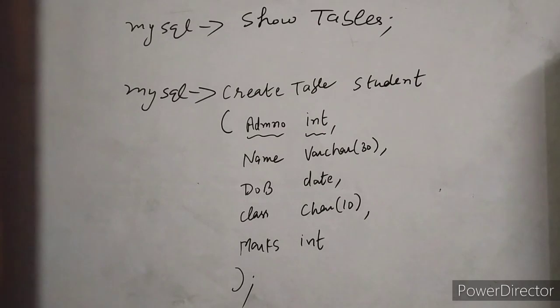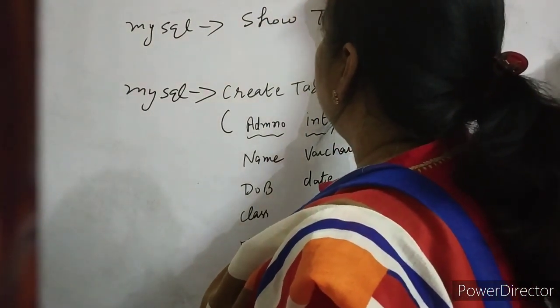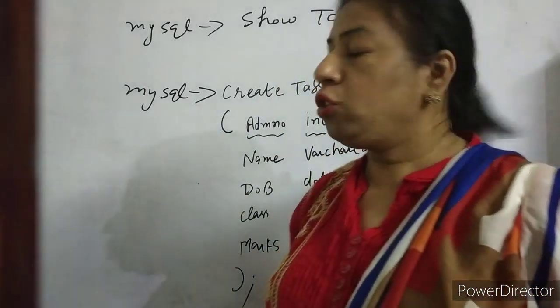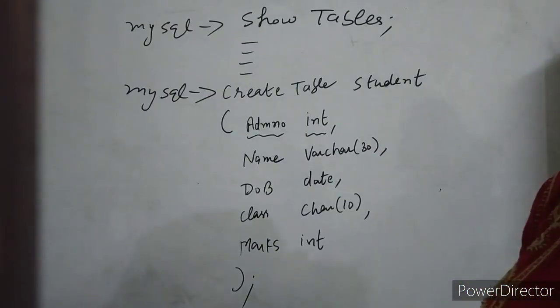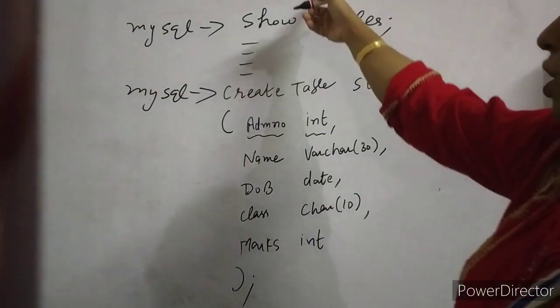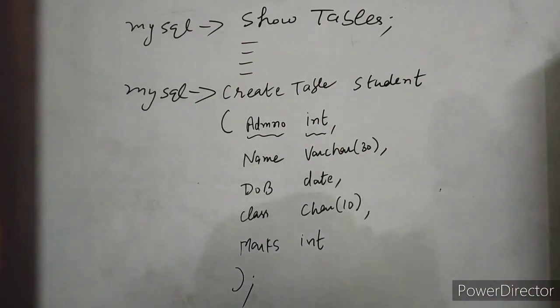But before giving this command, one database should be in use, because tables are always stored in a database. First you have to use the database, use school, and then show tables. Show tables will display all the names of the tables which are created in that particular database. It means the student table will also be displayed in this list. Clear?